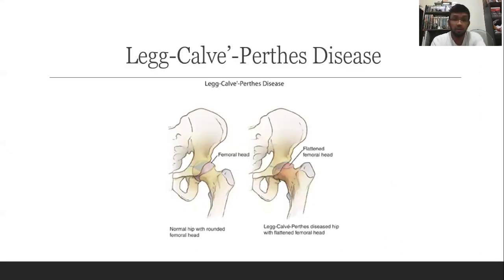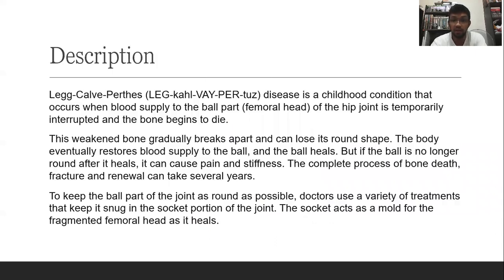And for our last topic, we have Legg-Calve-Perthes disease. What is this? Legg-Calve-Perthes disease is a childhood condition that occurs when blood supply to the femoral head of the hip is temporarily interrupted. So once that is interrupted, the bone begins to die, since there is limited or interrupted blood supply. So this weakened bone gradually breaks apart, so it breaks off, and it will lose its round shape.